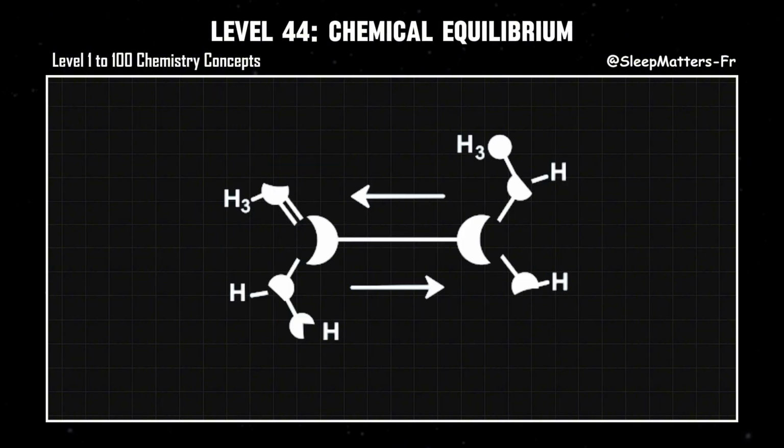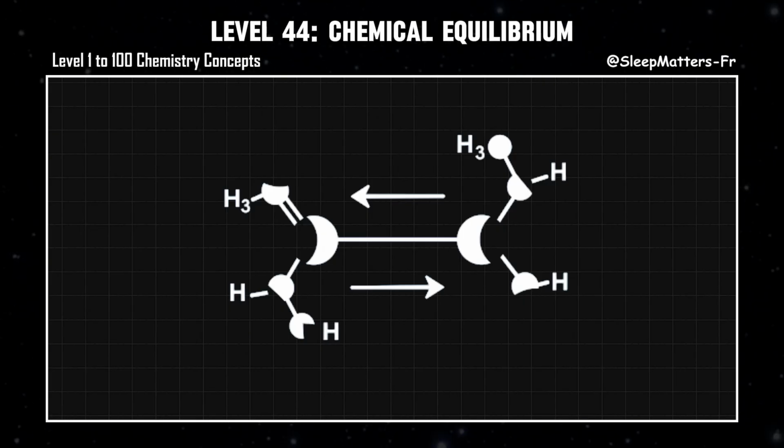Level 44. Chemical Equilibrium. Imagine this. You are standing in a crowded room, but the noise is perfectly balanced. Voices rise and fall in harmony. Laughter mixes with whispers. Music plays in the background, but it does not overpower the conversation. It is peaceful. No one is too loud. No one is too quiet.